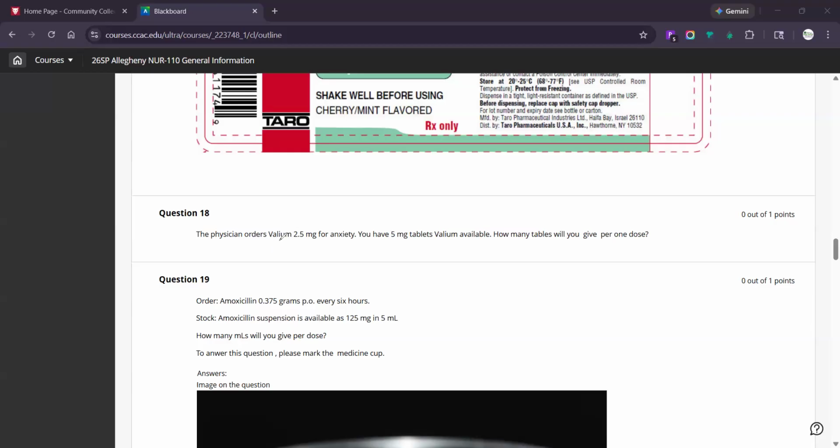So the physician orders Valium 2.5 milligrams. This is for anxiety. You have 5 milligram tablets available, and you want to know how much to give for one dose.